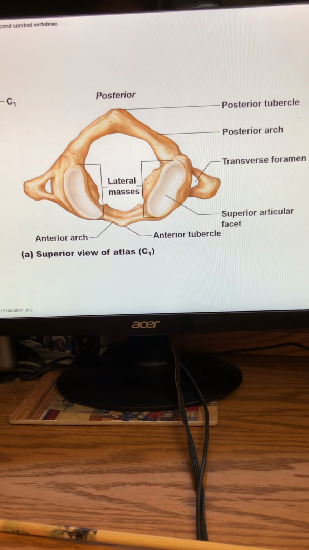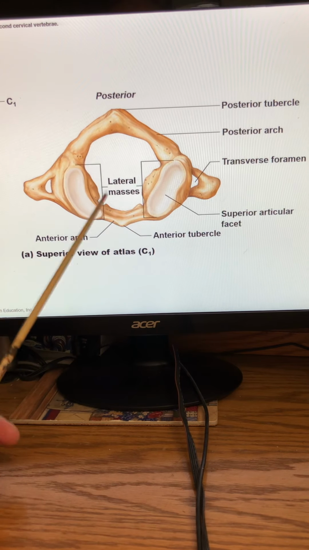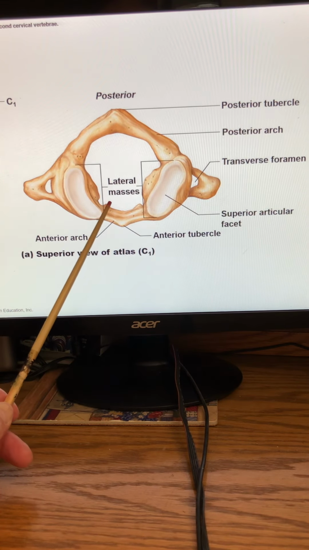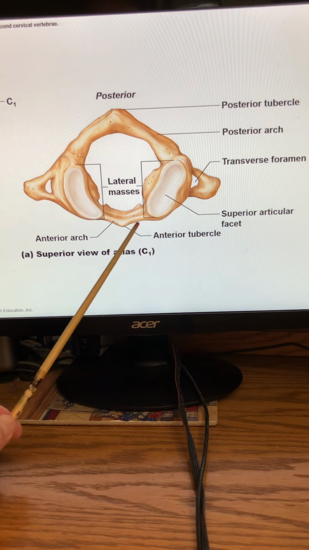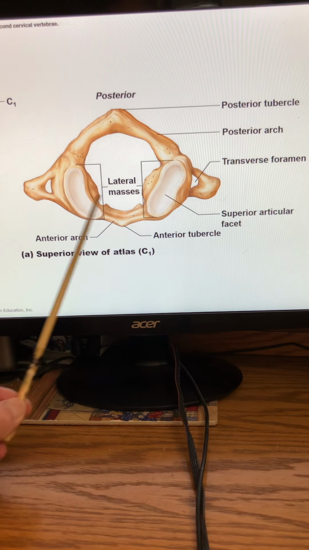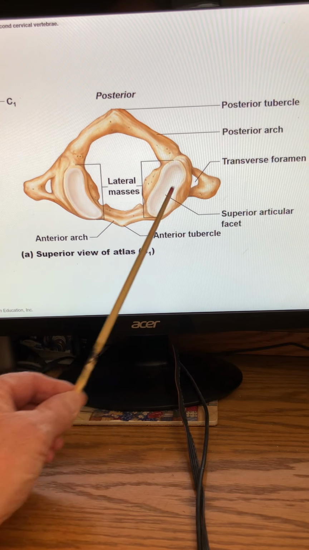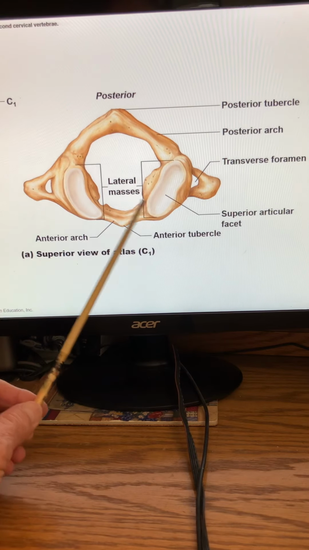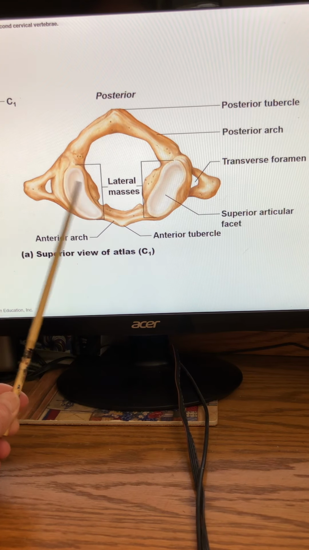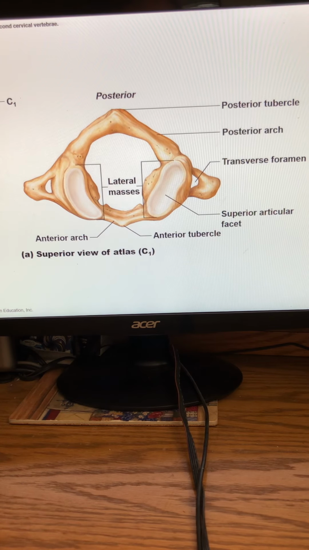Let me just go to here. So here is anterior. Here is where the body would have been, but there is no body. You're actually going to have a part of C2 sticking up through here. You can see the lateral masses on either side, the transverse process and the transverse foramen. And you can see this big superior articular facet that's going to receive the occipital condyle because you're going to stack your head on top of C1, or atlas.